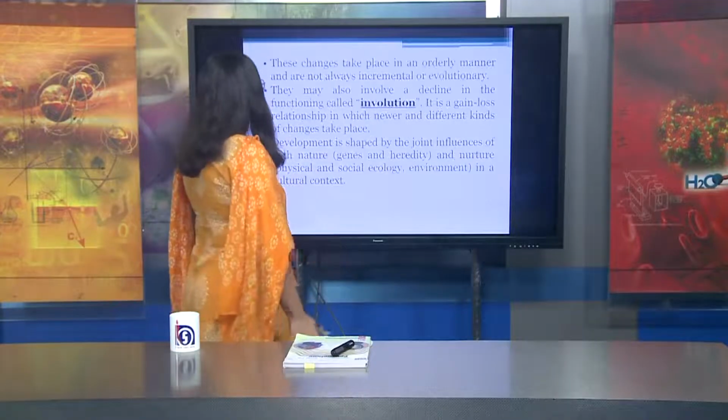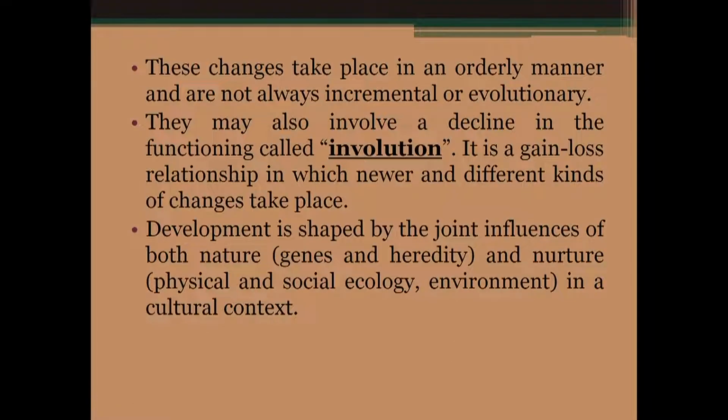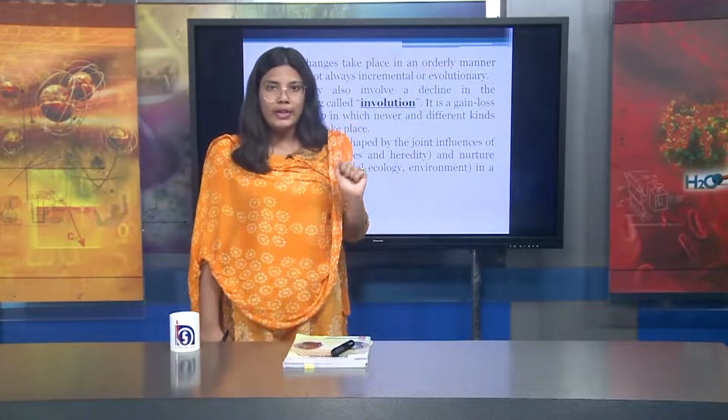So let's move forward. So these changes take place in an orderly manner and are not always incremental or evolutionary. What do we mean by that? We said that, okay, these changes that are happening while the development is taking place, they are orderly in nature. By orderly, we mean that they more or less occur in a sequence. First, for example, a child will learn to start blabbering. So they will start making noise with their mouth of baba. They will start that, and eventually and gradually they will start speaking the particular language that they have been observing as they are growing up in a particular environment. So this was sequenced. This was orderly manner.